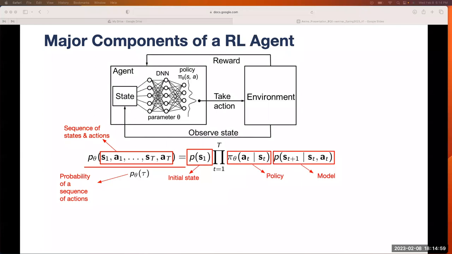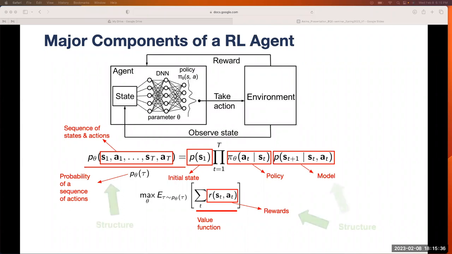Then the probability of a sequence depends on the starting state, a model reflecting the previous state and an action, and the policy. The policy encapsulates the agent's learning on how to take actions in the environment. And the optimal policy is computed by maximizing the expected total rewards, which defines the value function. The value function is simply how good a state is for an agent to be in. Fundamentally, we can incorporate structure or prior knowledge into the input space, the reward or the cost function, and the model.